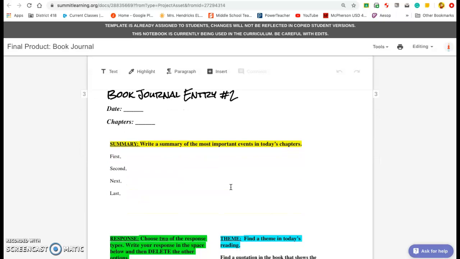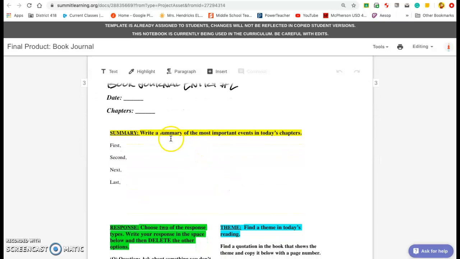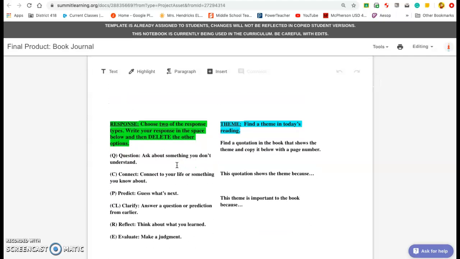For the second entry, you're still writing a summary of what happened in the chapter that you chose. And then for the green response, you're going to choose 2 of the response types. You're either going to choose question, connect, predict, clarify, reflect, or evaluate. Pick 2 of those and then you can delete the other ones. Then you're also adding theme onto this chapter.